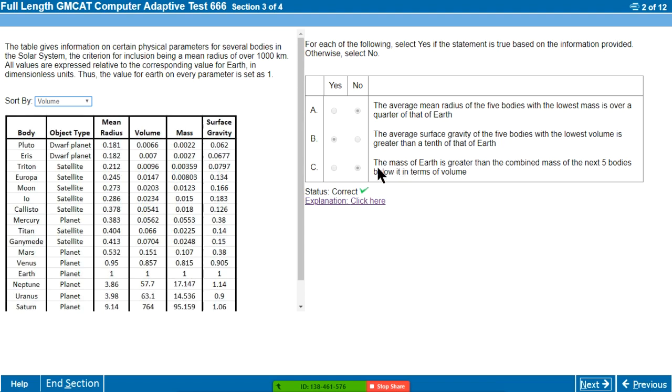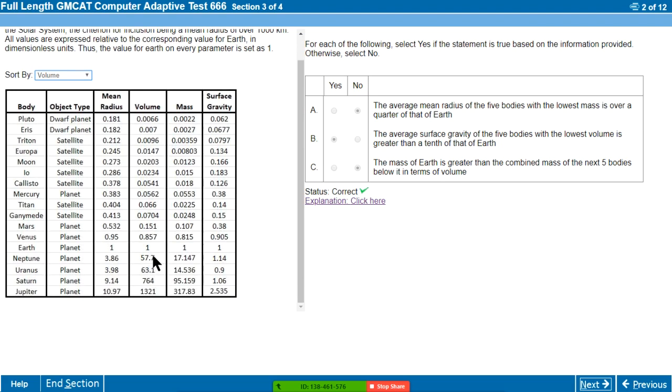Let's move to the final one. The mass of Earth is greater than the combined mass of the next five bodies below it in terms of volume. So again, we are studying in terms of volume only. Here is Earth, and here are the next five bodies below it, which is Venus, Mars, Ganymede, Titan, and Mercury. These five bodies we are studying, and we are studying what? We are studying their mass now.